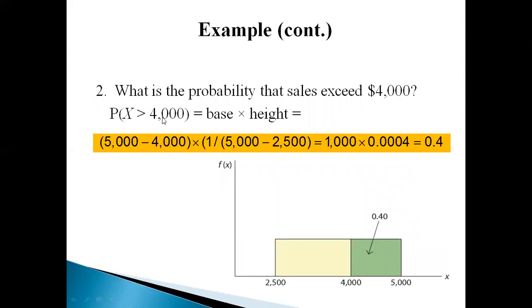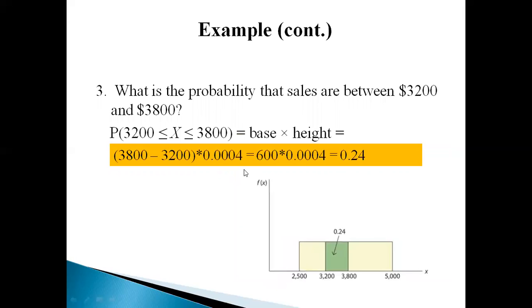Probability x is greater than 4,000? Well, we're just going to do base times height, because we know the lower limit is 2,500, we know the upper limit is 5,000, we know the height, which is the 1 over b minus a. So we just need to figure out this length, which is 5,000 minus 4,000, or 1,000. The height is going to be the 1 over b minus a, so the 5,000 minus 2,500 is in the denominator. And if we do that, that's 1,000 times, and then this whole part reduces to 0.0004. Multiply those together, we get 0.4 as our probability of x greater than 4,000.